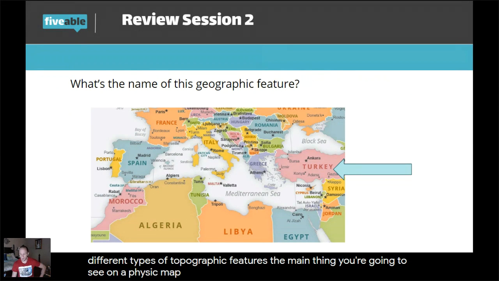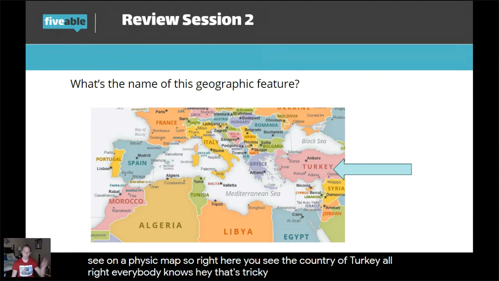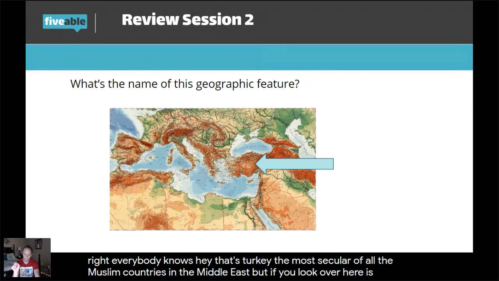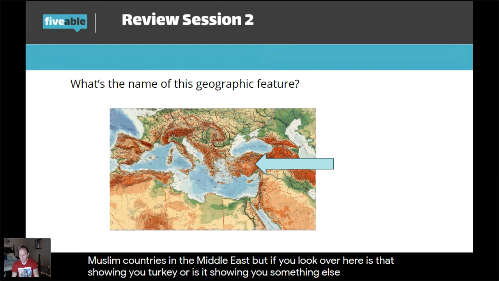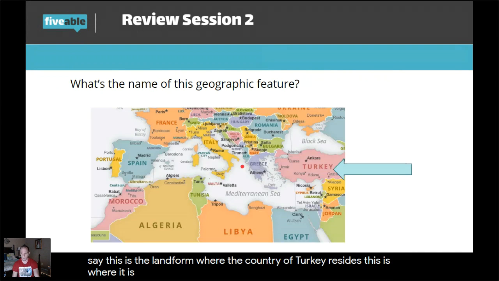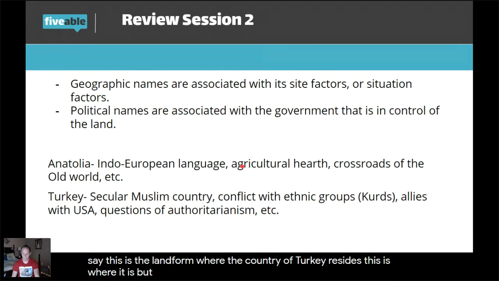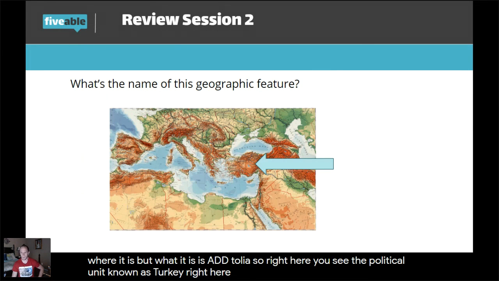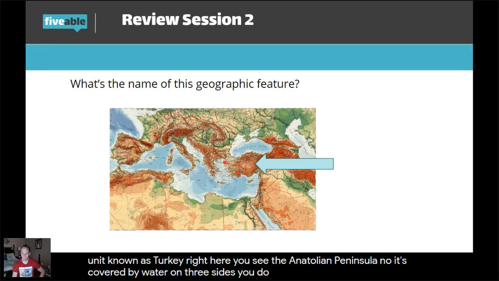So right here, you see the country of Turkey. All right, and everybody knows, hey, that's Turkey, the most secular of all the Muslim countries in the Middle East. But if you look over here, is that showing you Turkey, or is it showing you something else? Well, you could say this is the landform where the country of Turkey resides. This is where it is. But what it is, is Anatolia. So right here, you see the political unit known as Turkey. Right here, you see the Anatolian Peninsula. Notice it's covered by water on 3 sides. You do have this strait.